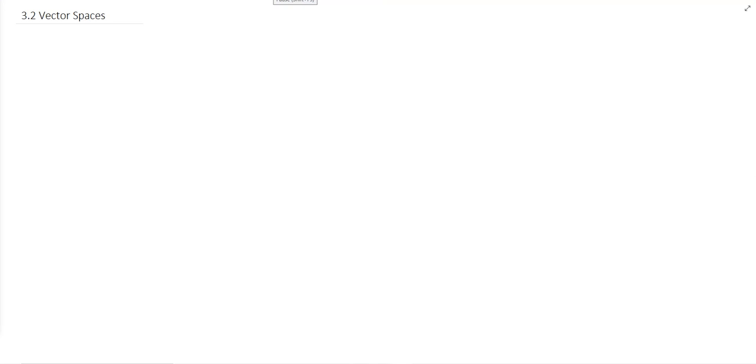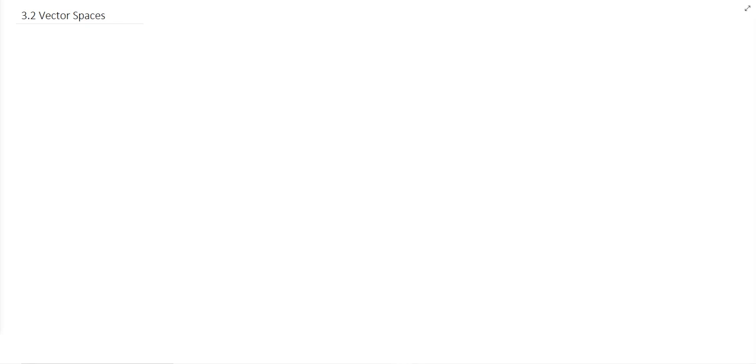Hello everyone. Today we're going to start talking about 3.2. So 3.2 is actually a very important section because it lays the foundation for how we're going to represent the solution set of a differential equation. Because of that, it's very important that you pay attention. It's also very difficult to understand because the concept is quite abstract.